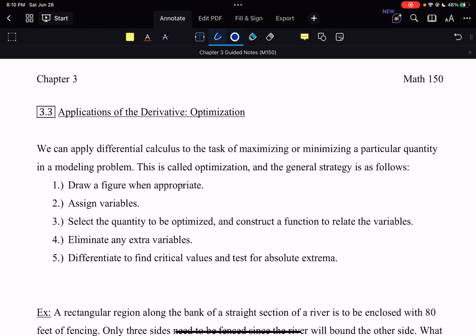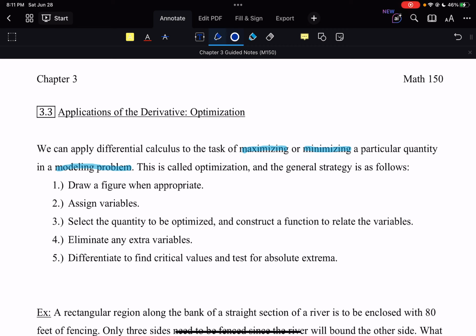We're looking at optimization. So the goal with optimization is to maximize or minimize a particular quantity in a modeling problem. So we're applying the same techniques that we've been working with the last couple of sections, but just applying them to specific contexts. So in this section, we're not really learning anything new necessarily, but we're seeing how we can apply techniques we've already learned.